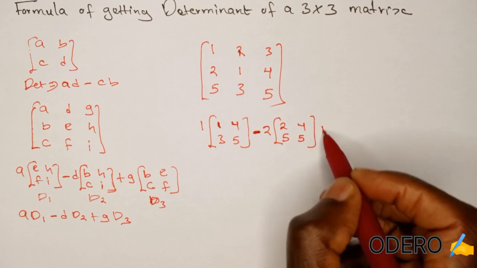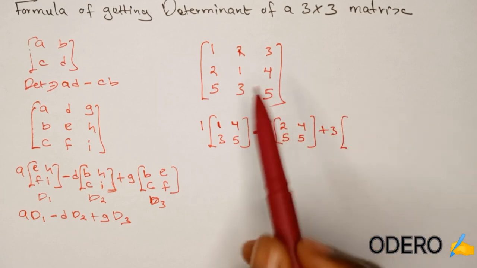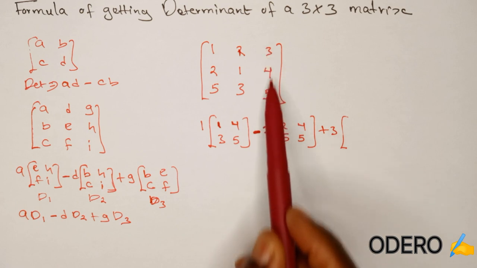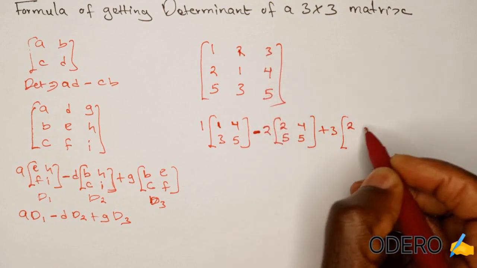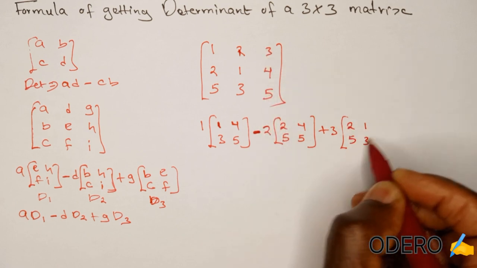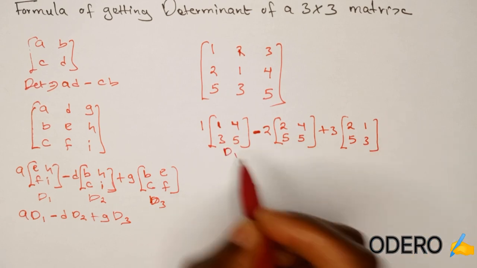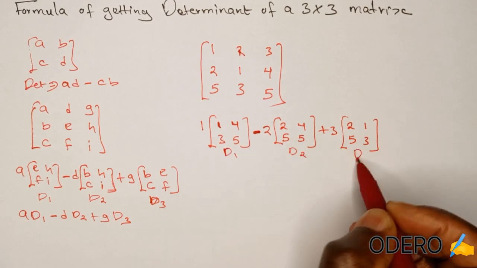Then lastly you take plus 3. Then you avoid elements in this row and this column. So you take 2, 1, 5, 3. Then you find D1, D2, and D3.